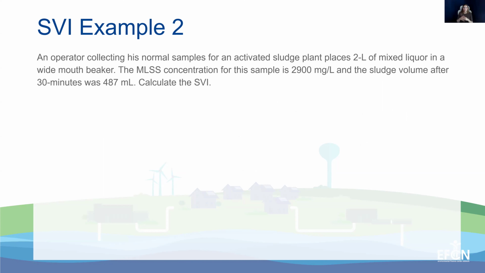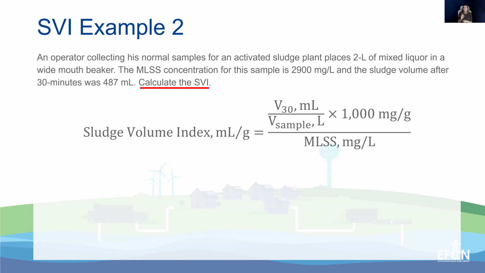So our second example, very similar to the last one, states an operator collects his normal samples for an activated sludge plant and places 2 liters of mixed liquor in a wide mouth beaker. The MLSS concentration for this sample is 2,900 milligrams per liter, and the sludge volume after 30 minutes was 487. Calculate the SVI. So again, let's identify that we're calculating the SVI. Pull up our formula to calculate the SVI.